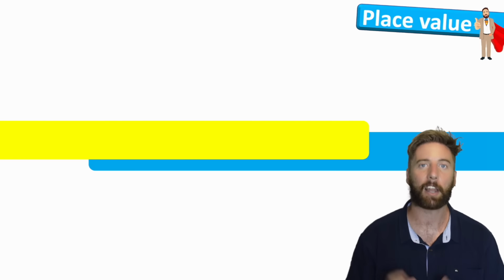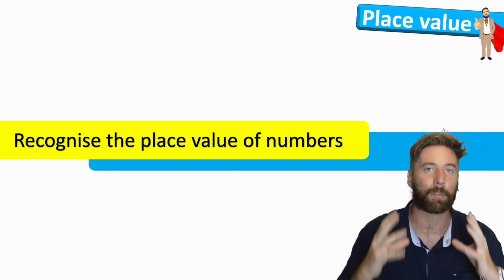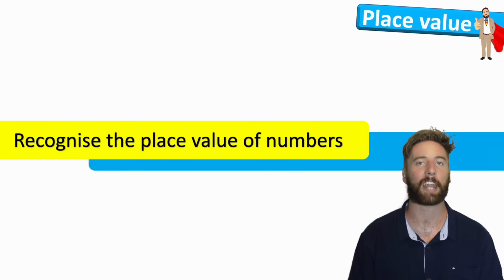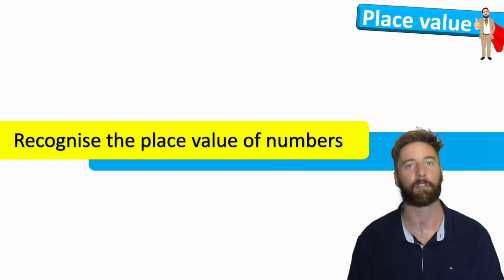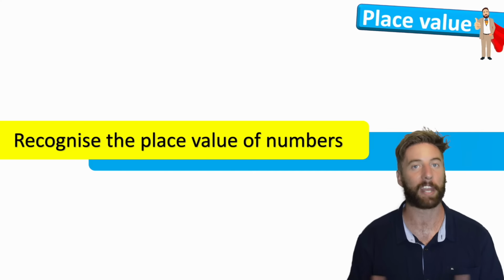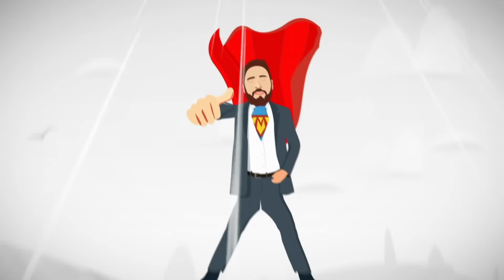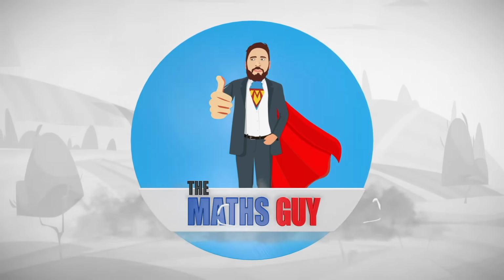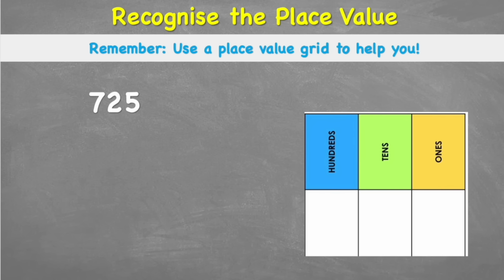Good luck. Okay, good. We're into the flow of things. Now let's start to really dive into the depth of place value and start to understand and recognize the place value of digits in large numbers. Ready? Go! Okay, and what we're going to try and remember today is to use a place value grid to help us.